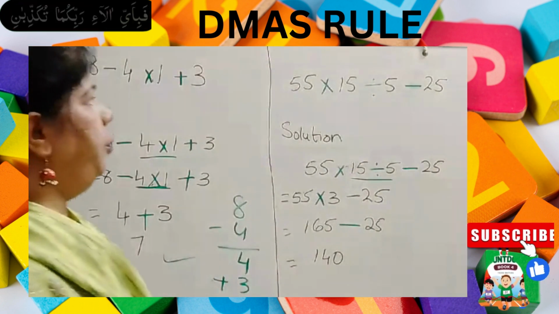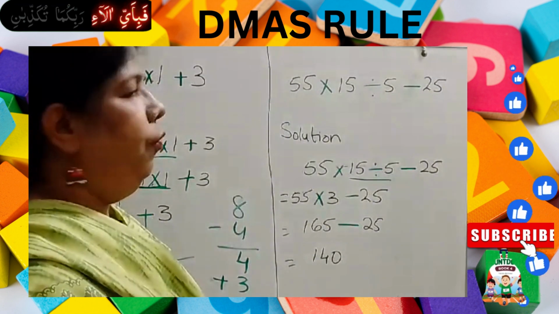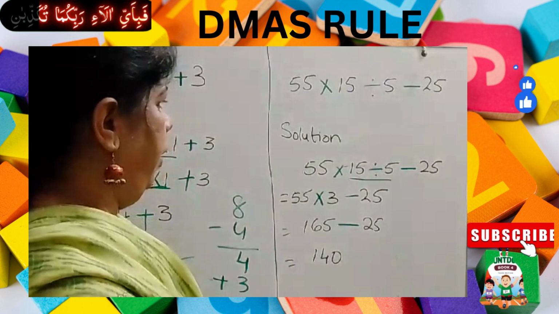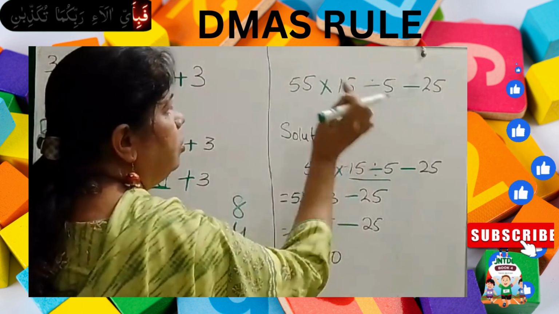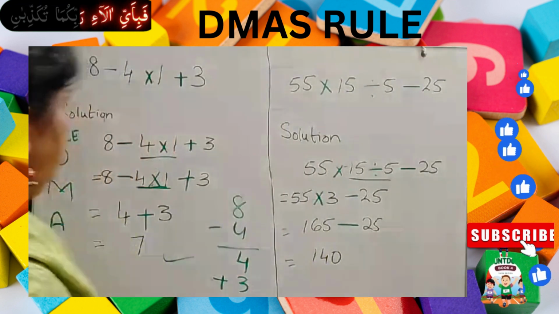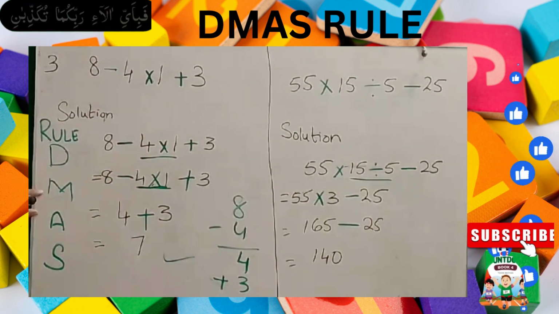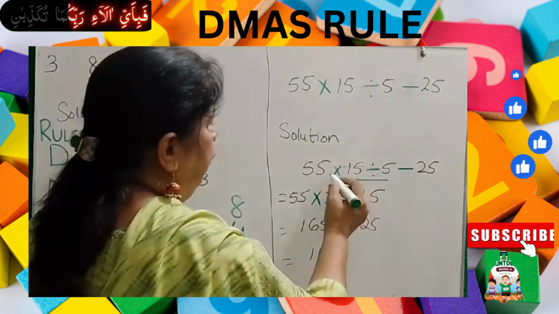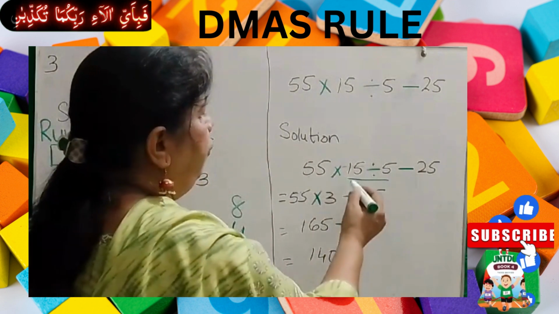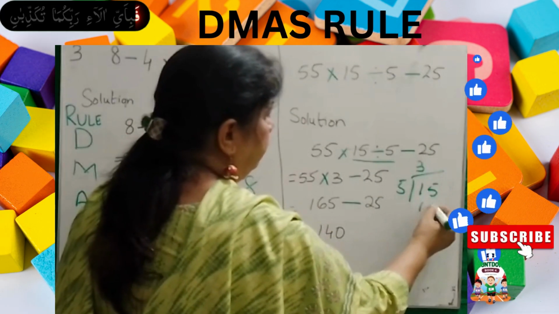So come to the next point. 55 multiply 15 divided by 5 minus 25. Let's solve this question. Here we have division and multiplication also. So what do we have to do? We have to see this DMAS rule, division, multiplication. So first of all, we have to divide first. 55 multiply 15 divided by 5. Here you will get 3.